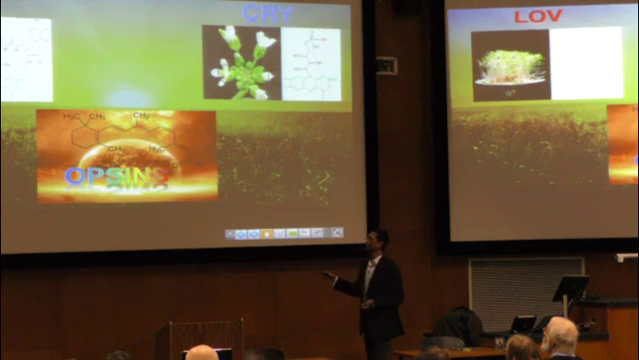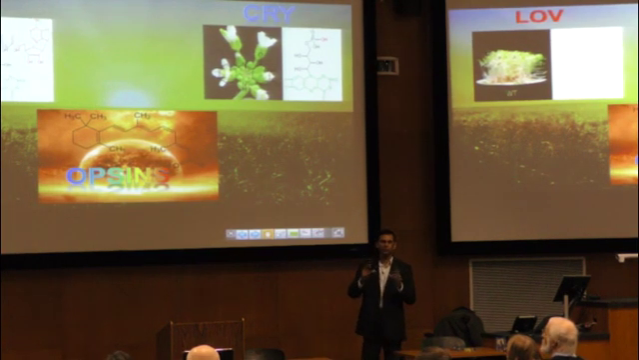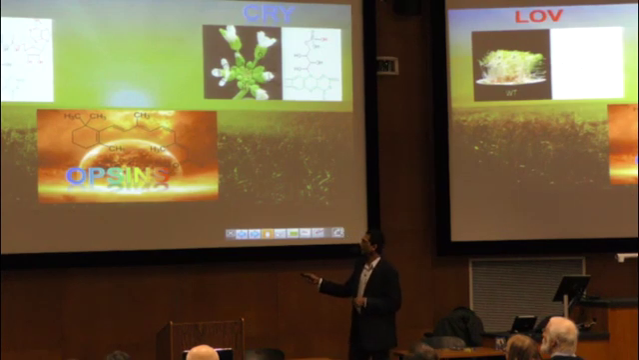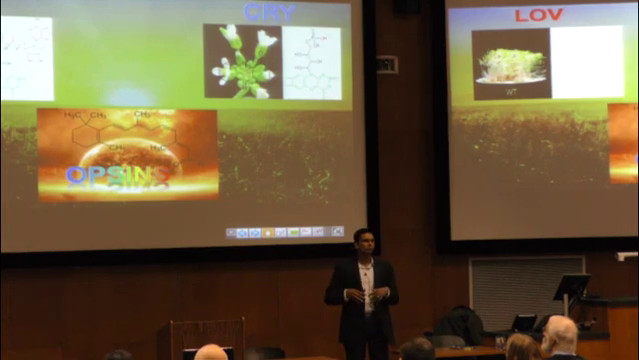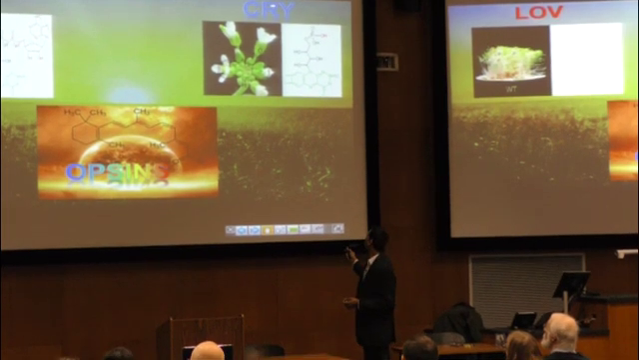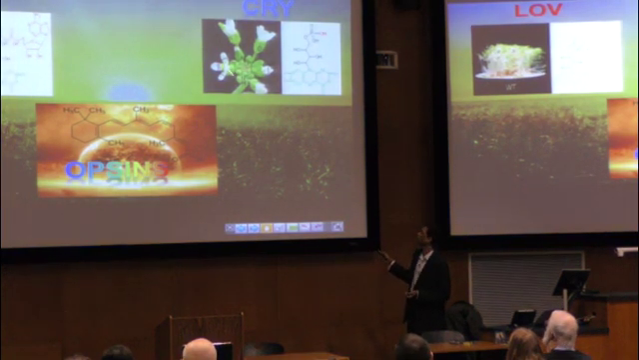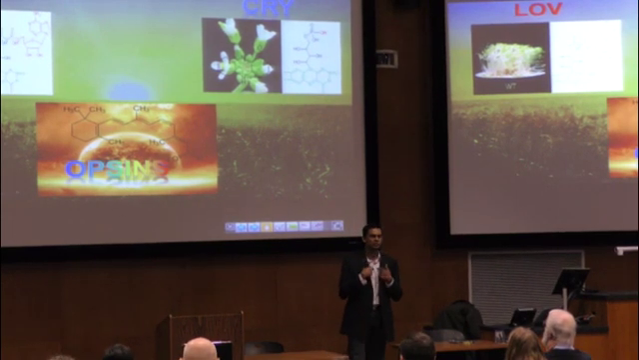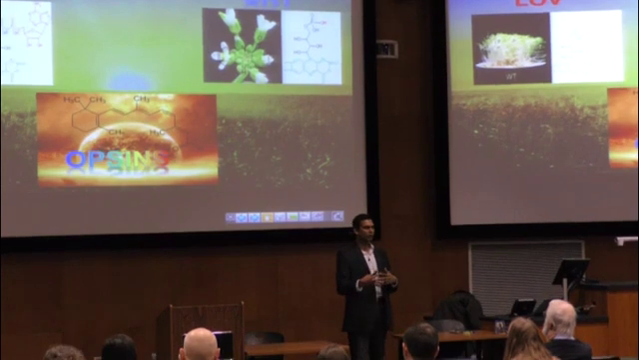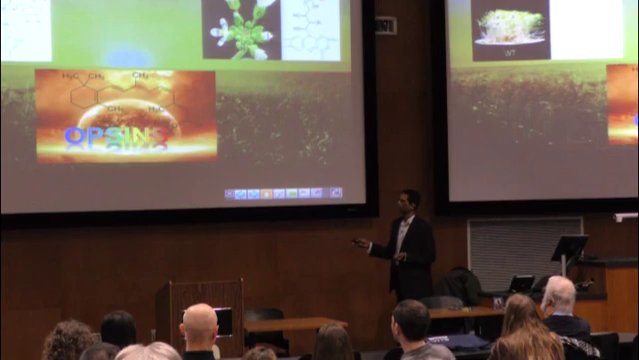So the LOV we talk about here is the light oxygen voltage sensing domain. It's a protein in plants that helps them to undergo this process called phototropism, meaning moving towards light. CRY stands for cryptochromes, which help blooming of flowers, and opsins are the photoreceptors in our eye. From us to jellyfish, all the way from higher organisms to the lower organisms, we can see opsin photoreceptors.